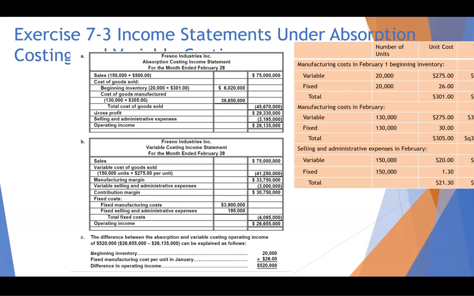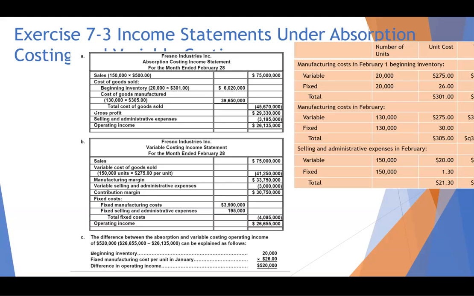With the variable method, we've got the variable cost of goods, the 150,000 units at $275 a unit, which gives us our margin. Then we take our variable selling and admin, which then gives us our contribution margin that then is applied to our fixed cost. So we've got the fixed manufacturing cost of $3,900,000 and our fixed selling to show operating income of $26,655,000.